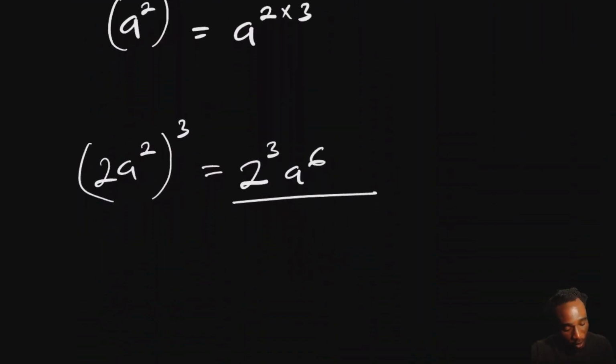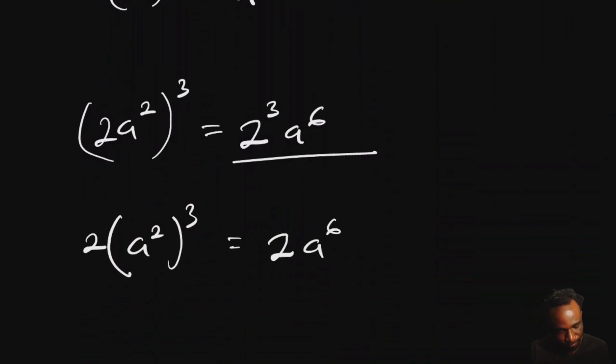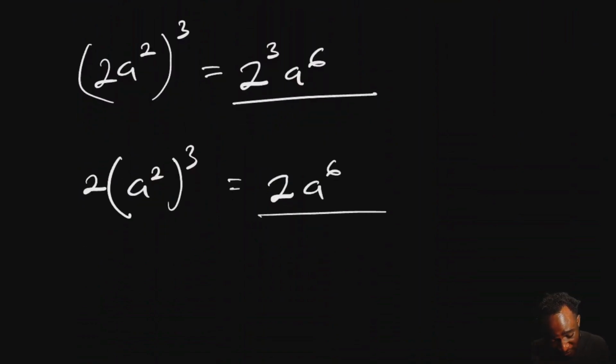But in the case where the 2 is outside the bracket, it does not get affected by this exponent over here. So if the 2 is outside the bracket, it does not affect it. This exponent only affects whatever is inside this bracket. It doesn't matter whatever it is, it affects anything inside this bracket. So in this case, our result is going to be 2a raised to the power 6.